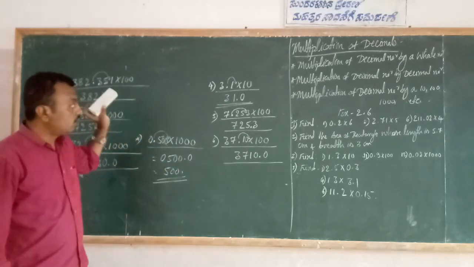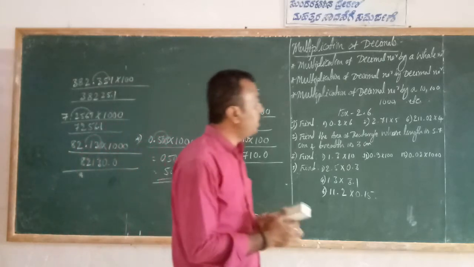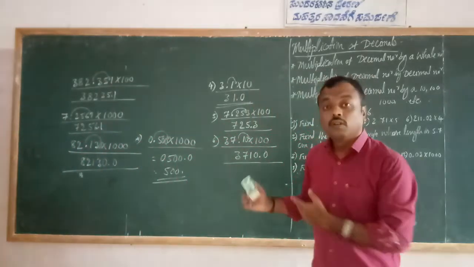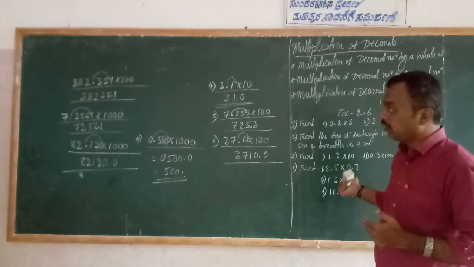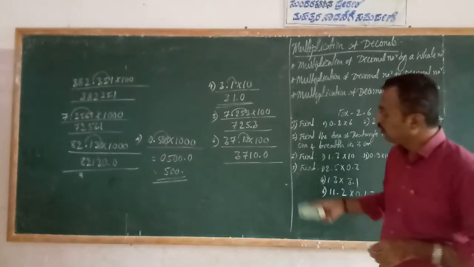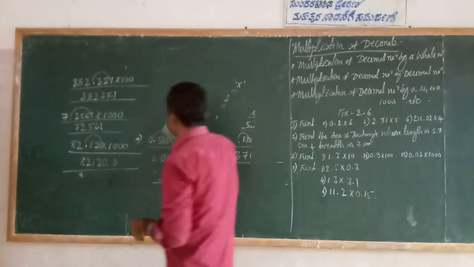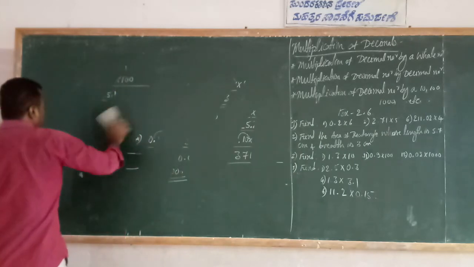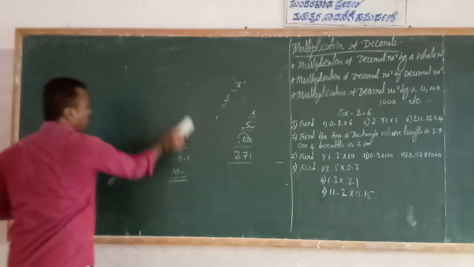You understood? So like this we have to do multiplications of a decimal number by 10, 100, 1000, 10,000, etc. Okay students? Yes. Next one.